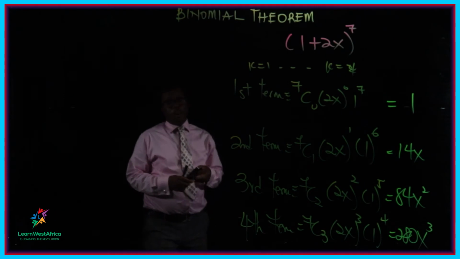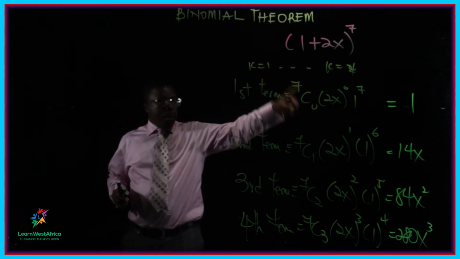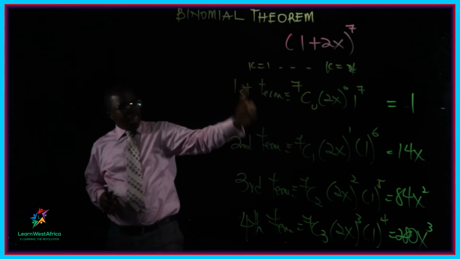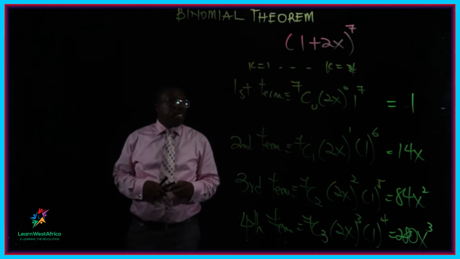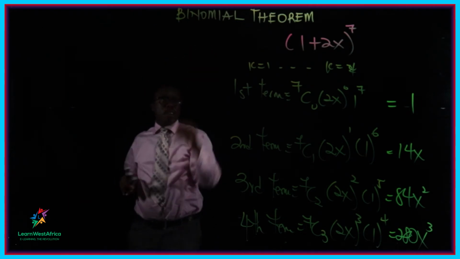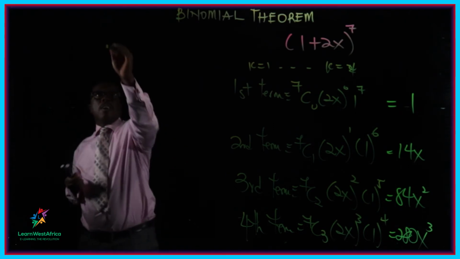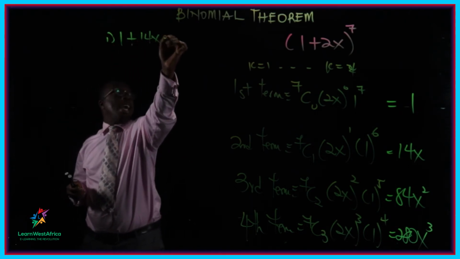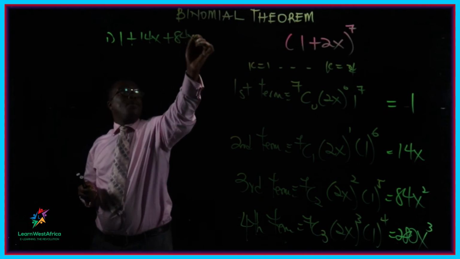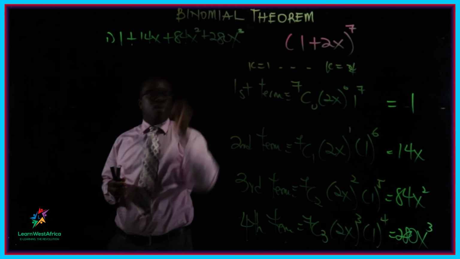So our first four terms will be 1 plus 14x plus 84x squared plus 280x cubed. I'll just quote it at the top, so that it guides us in the subsequent questions. So our first four terms will be 1 plus 14x plus 84x squared plus 280x cubed.